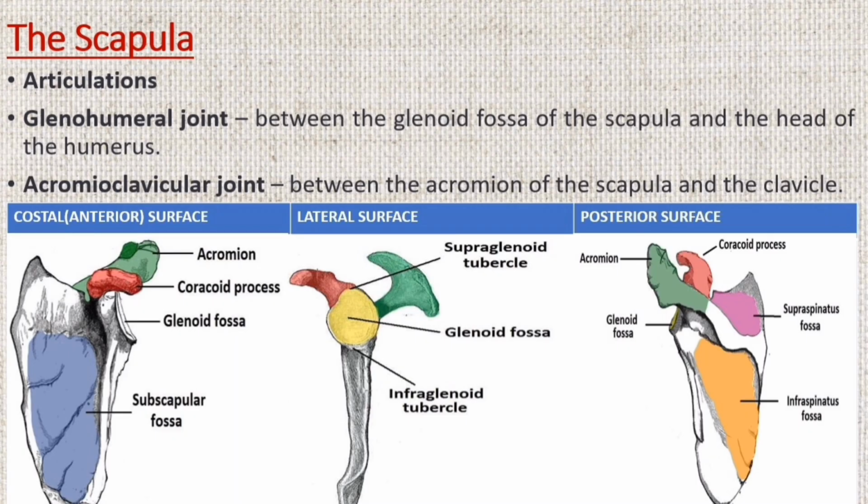The scapula. The scapula is also known as the shoulder blade. It articulates with the humerus at the glenohumeral joint, and with the clavicle at the acromioclavicular joint. In doing so, the scapula connects the upper limb to the trunk.